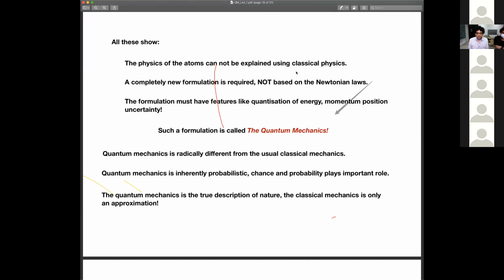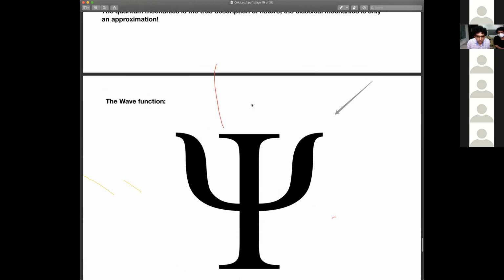And at very small length scales, at the atomic length scales, it is quantum mechanics that is a true description of nature. This doesn't mean that one should throw away the laws of classical mechanics. Classical mechanics still holds at everyday length scales. But when I try to talk about atoms and things like that, I cannot use Newton's laws anymore.